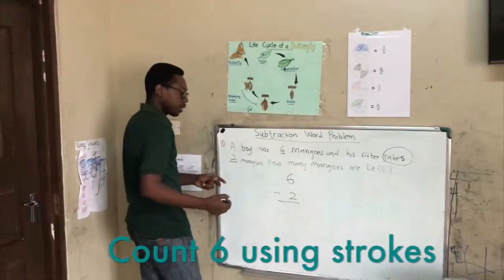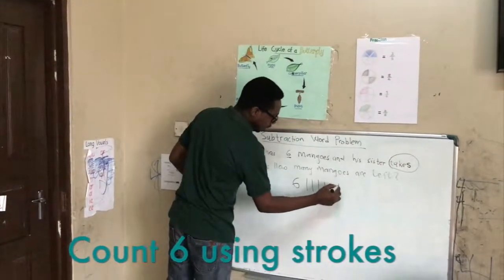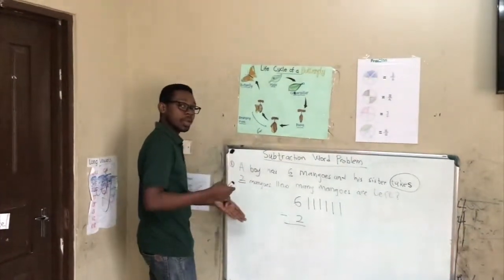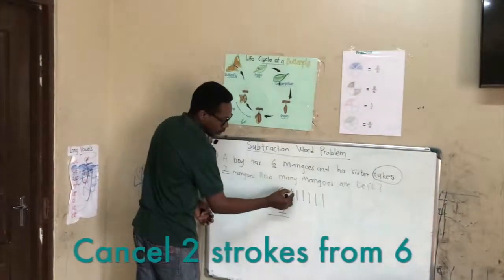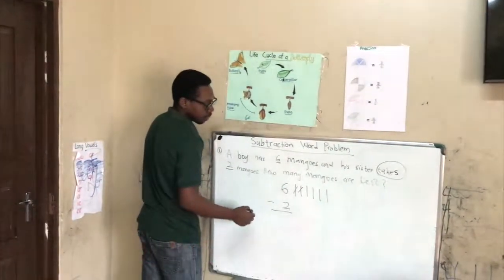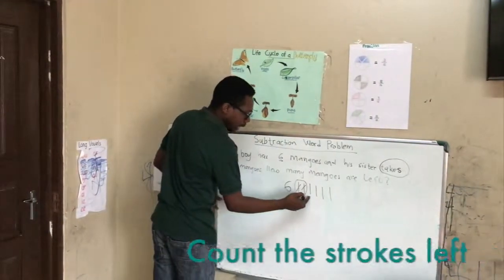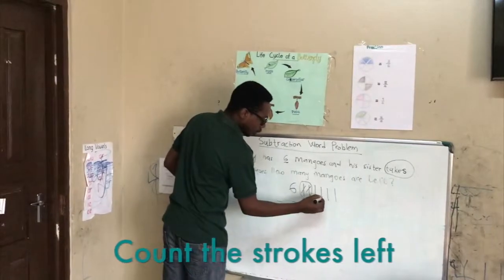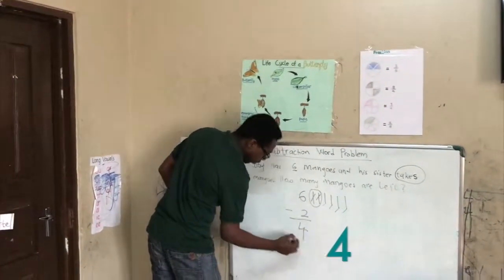And then we'll count 6. 1, 2, 3, 4, 5, 6. Because we are taking away, we are going to cancel out 2. So you cancel out 1, 2, and now these are out. So we count what are left. 1, 2, 3, 4. And the answer is 4.